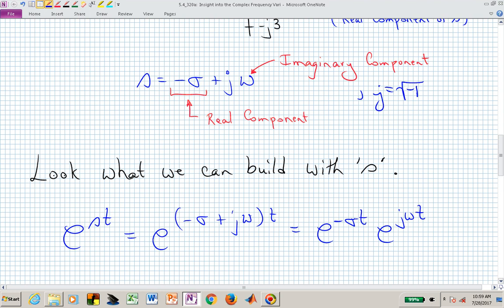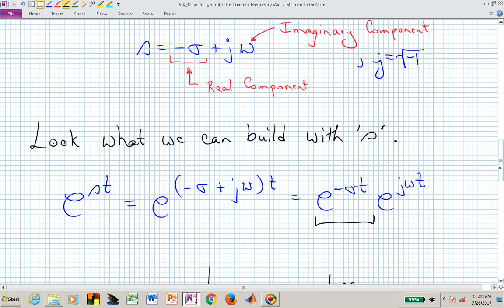So now let's look at what we can build once we have this complex number S. Now we're going to be putting it into an exponent that's scaled by time. So now we have this exponent e raised to a complex number S and scaled by time. So now we have e to the st, which is e to the quantity minus sigma plus j omega times t. And because of what we know about exponents, we can now see that e to the st really can be thought of as two pieces.